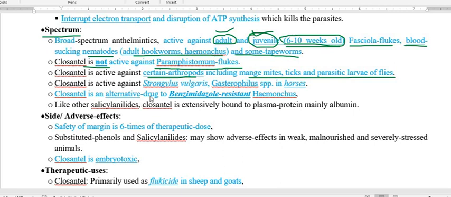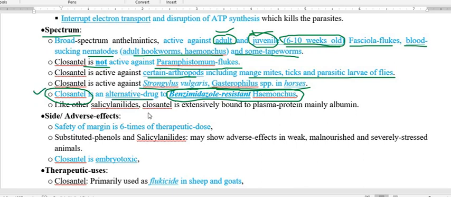Clorsulon also shows activity against Strongylus vulgaris and Gasterophilus species in horses. Interestingly, as we already mentioned in the previous class, clorsulon is also a good choice for those worms that are resistant to the benzimidazole. So for benzimidazole resistant Haemonchus, we have to use clorsulon as an alternative drug.